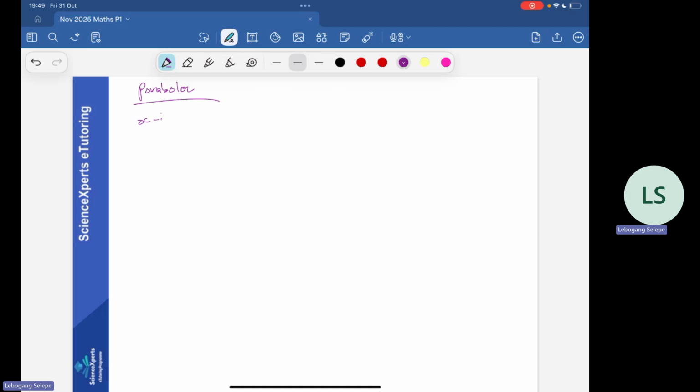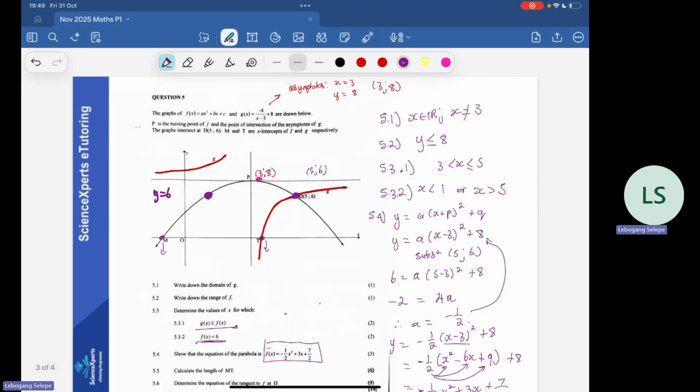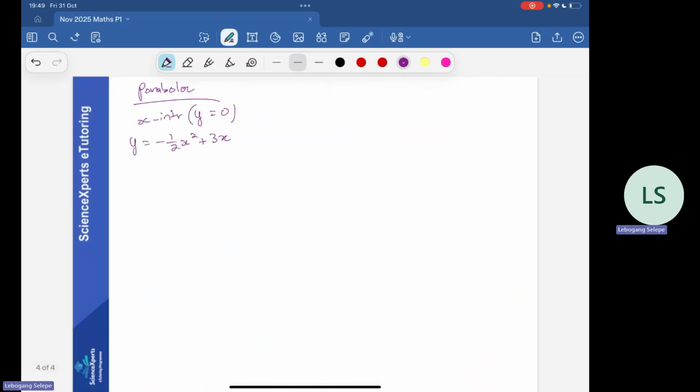So for the x-intercept, the y value must be 0, right? So our parabola was y equals negative 1 over 2 x squared plus 3x plus 7 over 2, yeah. So for the x-intercept, y is 0, so 0 is equal to negative 1 over 2 x squared plus 3x plus 7 over 2, right? Then now let's find the value of x, right? To find the value of x, we can use the quadratic formula.